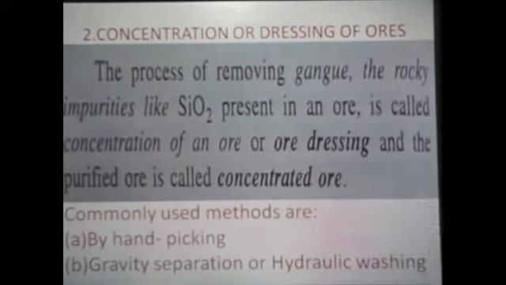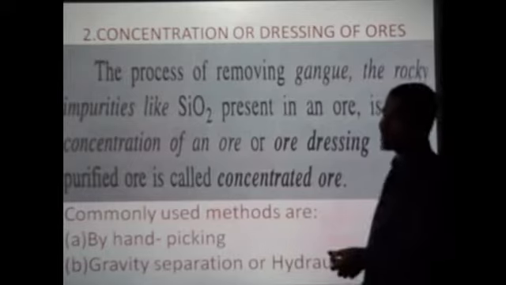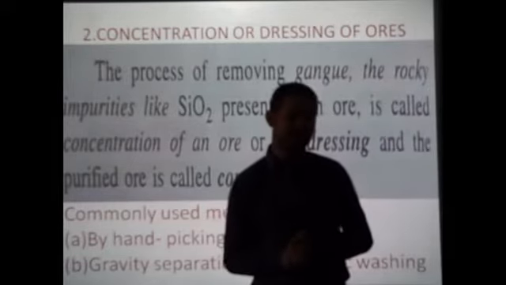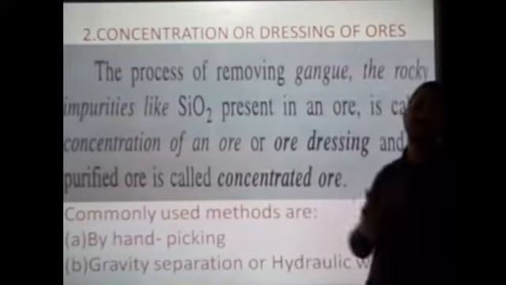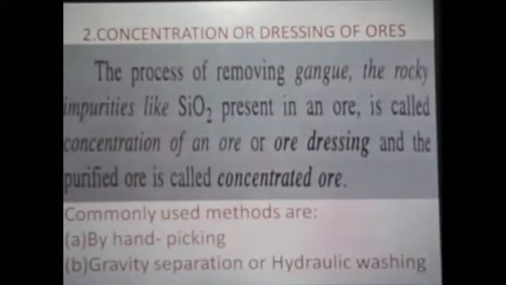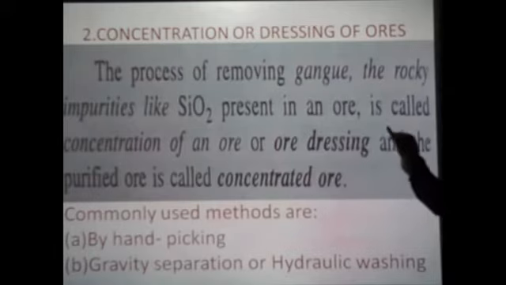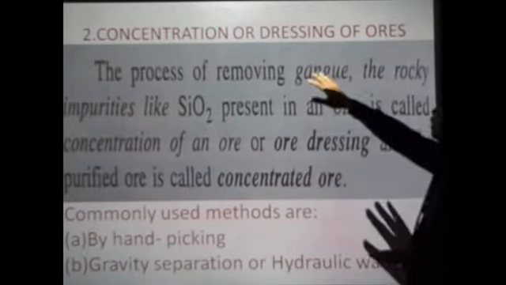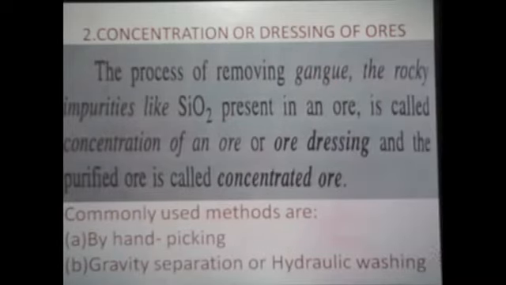The process of removing gangue, I said impurities. This can be sand, clay, rocks, any impurities associated with the ore. These are all gangue. So the process of removing gangue, the rocky impurities like silicon dioxide. One of the impurities is silicon dioxide. Don't think that silicon dioxide is only removed during this concentration or dressing of ores. No, this is one of the examples of impurity.